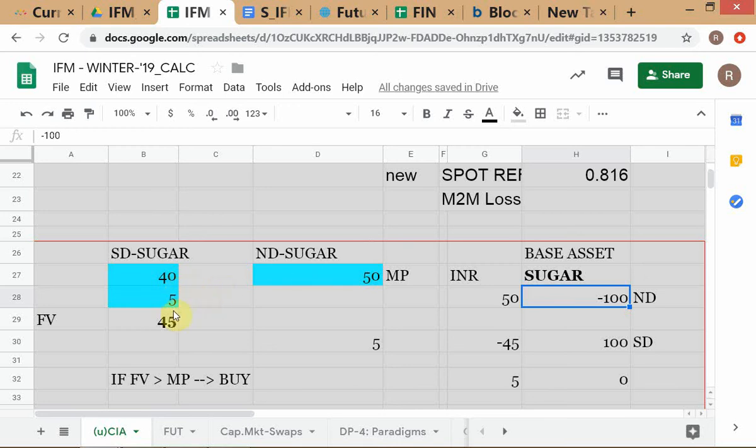Everybody will want to make this money. And how do they make this money? They buy in South Delhi and deliver into North Delhi, and they are selling in the North Delhi market. In the South Delhi market, they are buying. Is this clear? And they're also bidding. They're also going to be contracting for transport, right? Because they have to move the sugar. So everybody will be doing this in large volumes.